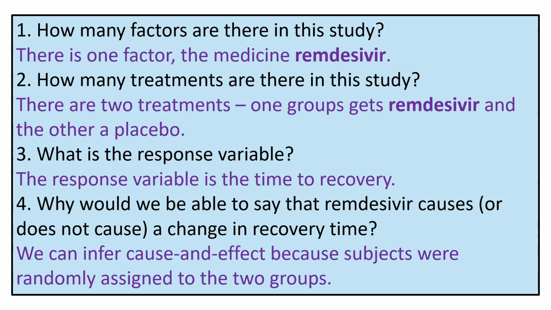So if all the other sources of variation are about the same in the two groups, and the only systematic difference between the two groups is one gets the drug and one gets the placebo, then if we see an improvement in the recovery time for the group that takes the drug, we can say the drug caused that improvement. We can actually infer cause and effect. That's a pretty important concept and quite a deep one, in fact.